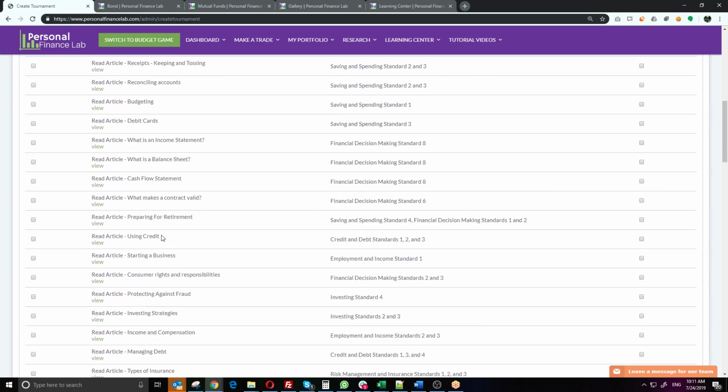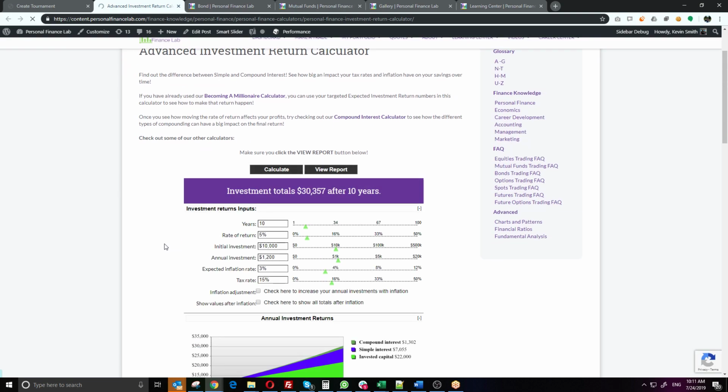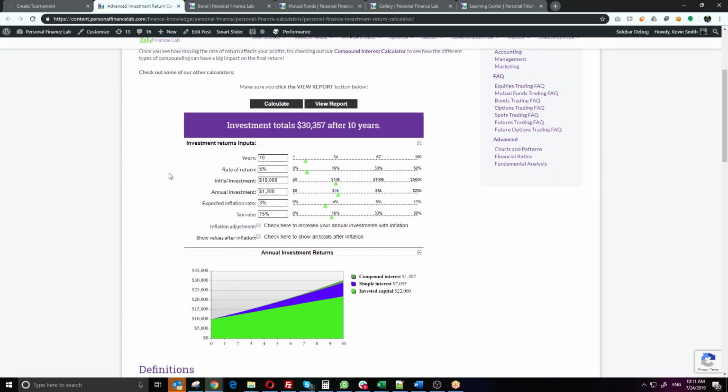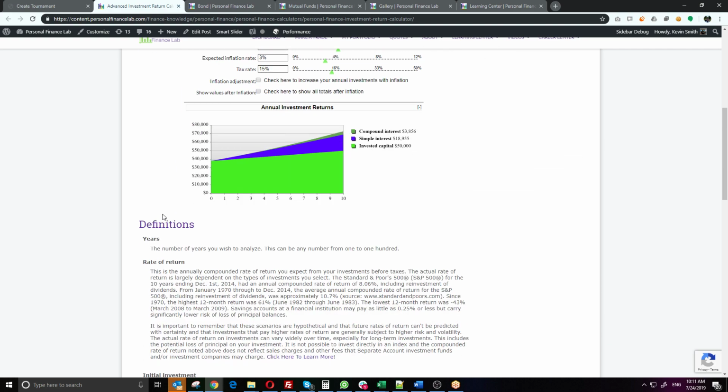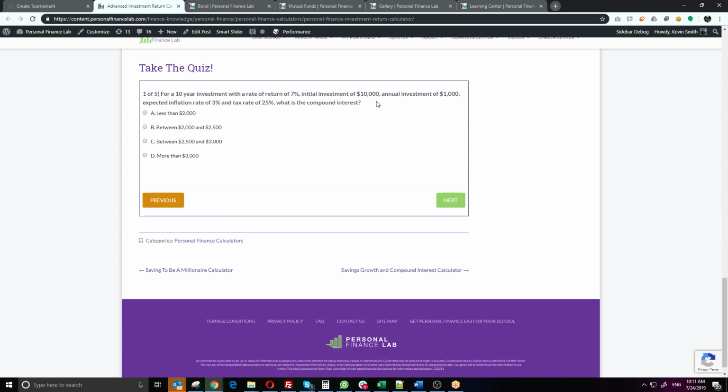The next type are what we call activities. Instead of it being a quiz or an article with a quiz at the end, we give the students a tool, and they need to use that to solve certain scenarios that we propose with the quiz. So for example, this is an investment return calculator where they have time horizons, rates of return, inflation rates, and tax rates, where they can see how all these different things are affected by each other using this slider. And if they go down to the quiz that's associated with it, it gives them scenarios that they need to use the calculator to solve.